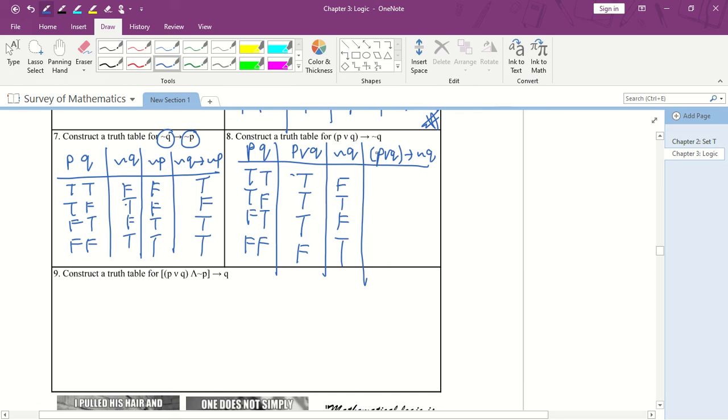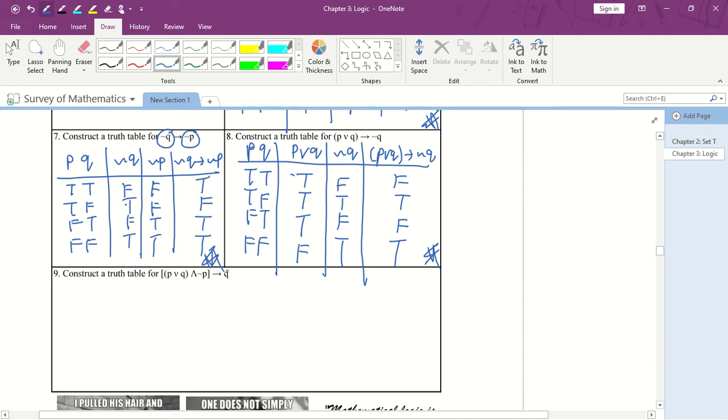And the next one, P or Q to negation Q. So remember, if it is conditional, it means that if the first one is true and the second one is false, then it will give you false. And the others all will become true. So it means that true, false, you will make it false. True, false, you will make it false. For the others, you will make it true and true. And the answer is false, true. That's it. Okay? That's it.